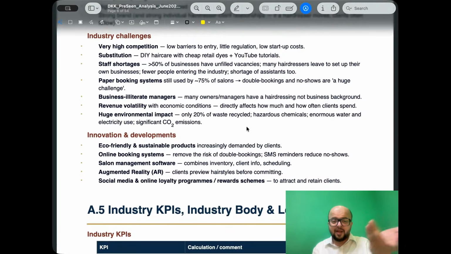Even that is the same business, right? It's just not sophisticated like this one. Little regulation, you don't have a Hairdressers Act 2014 like the Companies Act 2013. There are no such rules and regulations, which lowers the barriers to entry and increases the overall competition level in the market. Substitution: DIY hair care with cheap retail dyes plus YouTube tutorials.